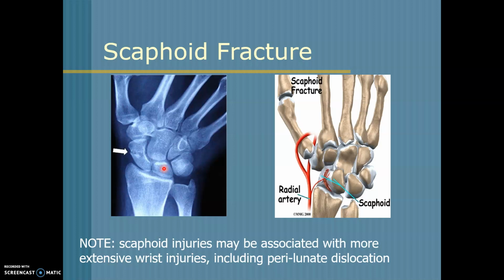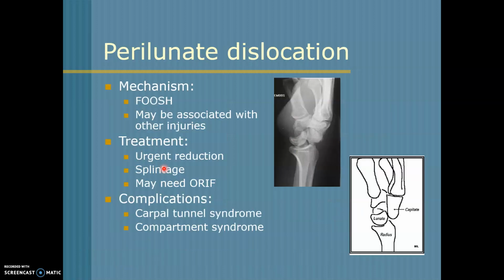Remember that scaphoid injuries may occur in isolation or may be part of a more extensive wrist injury, such as a perilunate dislocation. So once you see a scaphoid fracture, look for abnormalities of the other wrist bones. The perilunate dislocation arises from a fall onto the outstretched hand. And again, it may be associated with other injuries such as scaphoid fractures.